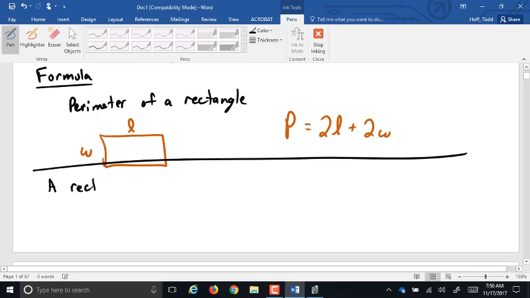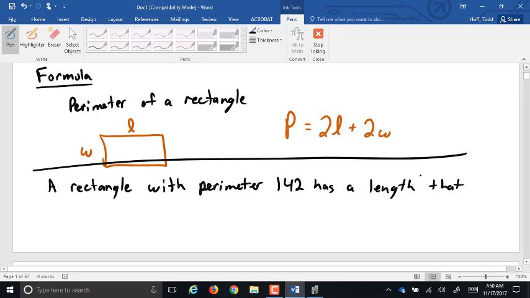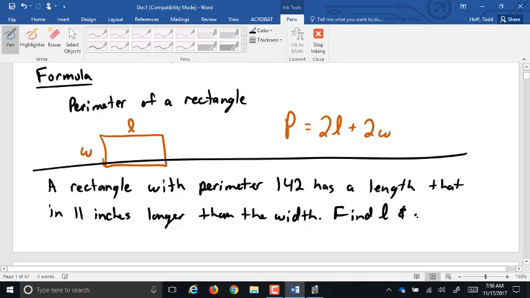If I tell you a rectangle, bless you, with perimeter of 142 has a length that is 11 inches longer than the width, and I ask you to find the length and the width.